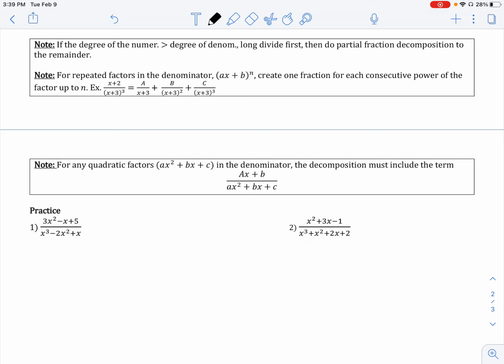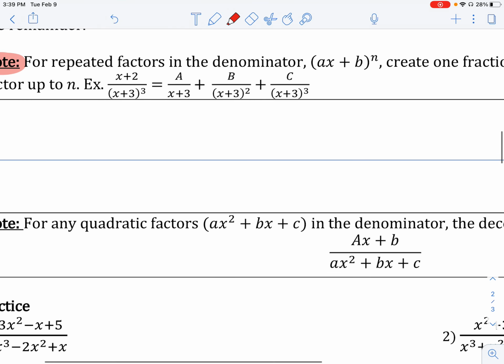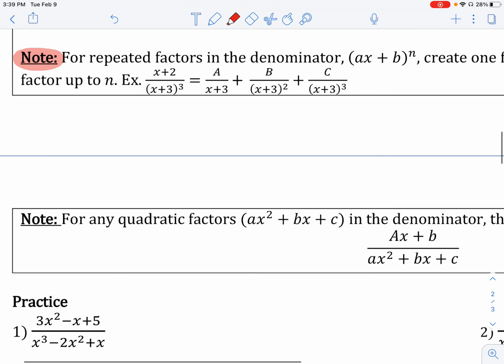The first one that I want to highlight is this first note about if the degree, excuse me, actually I want to start here. If we see that we have repeated factors in the denominator, like x plus 3 cubed in our original fraction, when we're writing our fractions out, we're going to want to have one fraction for every consecutive power of that factor.